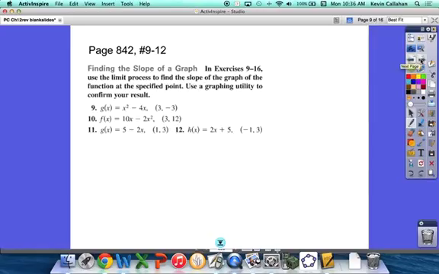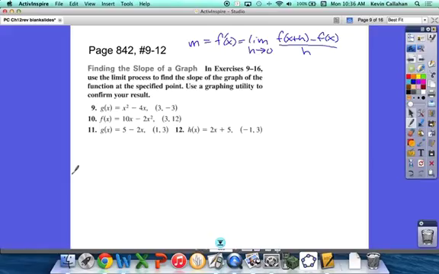Okay, then we get into the third section, which was about the slope of the tangent line and the derivative. Use the limit process to find the slope of the graph of the function at the specified point. So remember, and you're going to be given this on the test, the formula for the slope is the same as what we're calling the derivative of the function, and that is the limit as h approaches 0 of f of x plus h minus f of x divided by h. And I'm giving you that on the test. You don't have to remember that part of it.